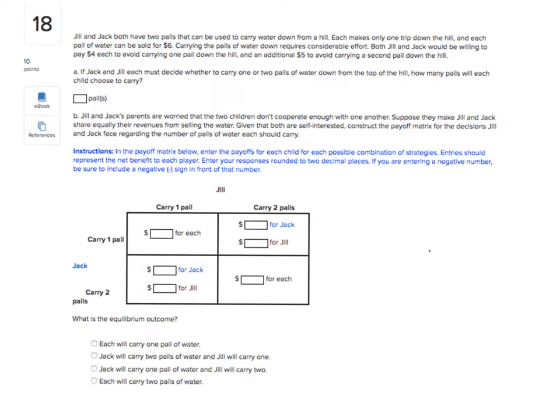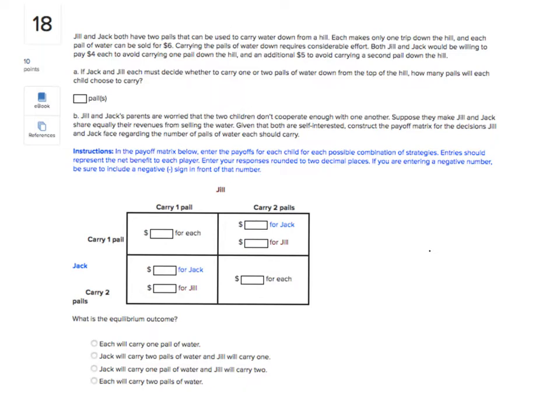First off, notice that the price of each pail, $6, is constant. You probably have different numbers, but it's the same methodology. Notice that the marginal cost of carrying the first one is 4, and the marginal cost of carrying that second one is 5. And so if Jack and Jill must decide whether to carry 1 or 2 pails of water, how many pails will each child choose to carry?